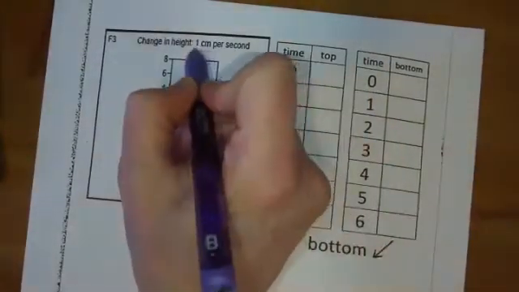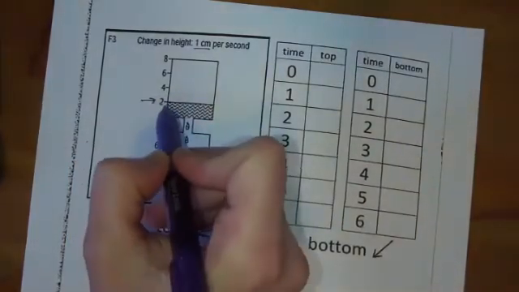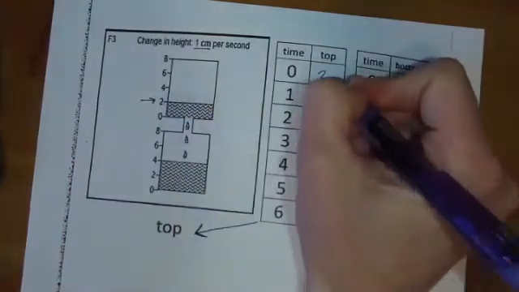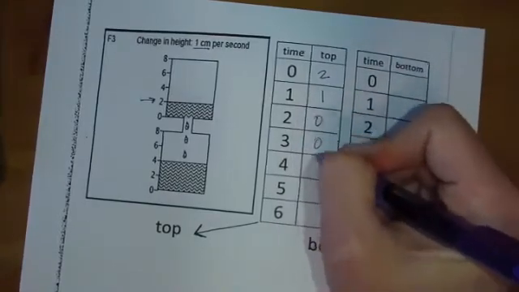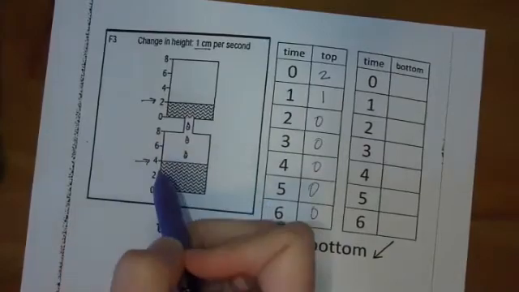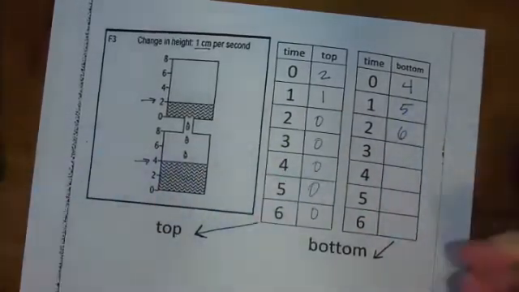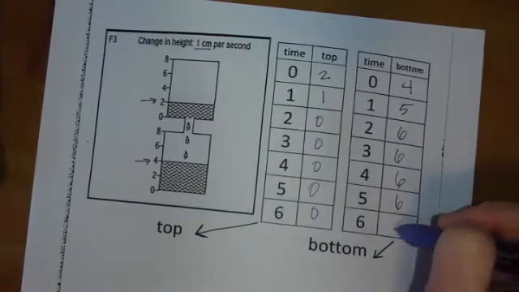Okay, so change in height, 1 centimeter per second. Looks like our starting height for the top one is a 2. And then we're going to lose 1 centimeter per second. So it's just going to be like that. And then for that bottom tank, our starting point is going to be a 4. And we're going to gain 1 centimeter all the way up to 6. And then we're just going to stay at 6 because that's all the water we got.